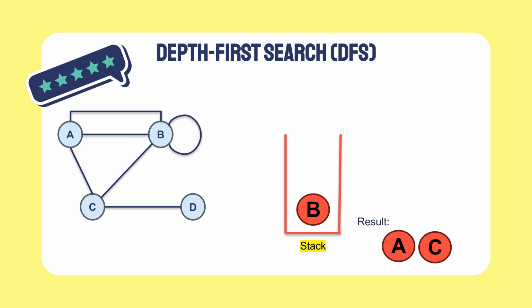Next, we check if node C has any unvisited neighbors. We find that node D is an unvisited neighbor of C, so we push node D onto the stack. Now, we check if node D has any unvisited neighbors. Since there are none, we go back to the stack. Finally, we pop node B from the stack as it was added before C and add it to our result list. Since there are no more unvisited neighbors and the stack is empty, our DFS traversal is complete. The final DFS result is A, C, D, B.